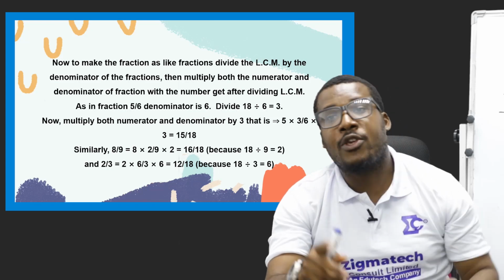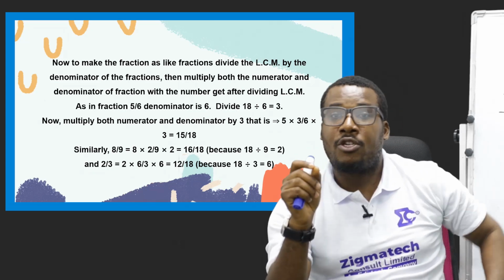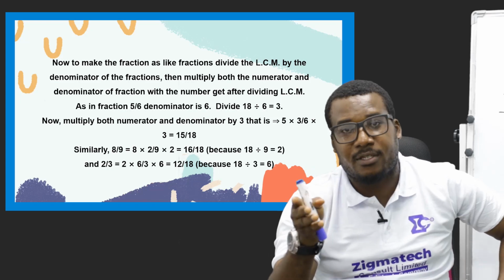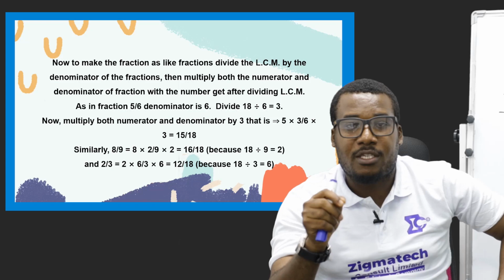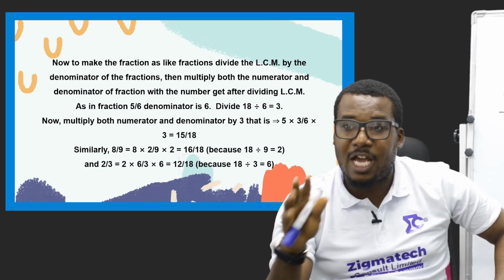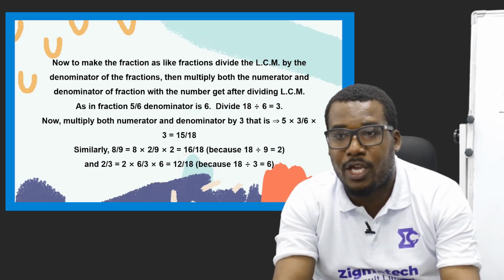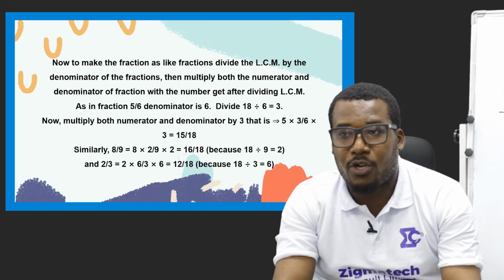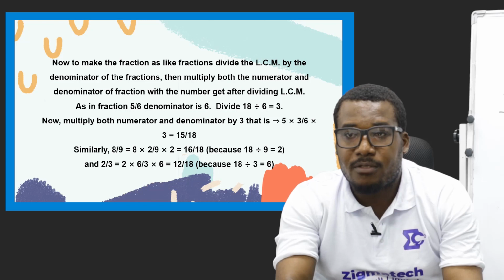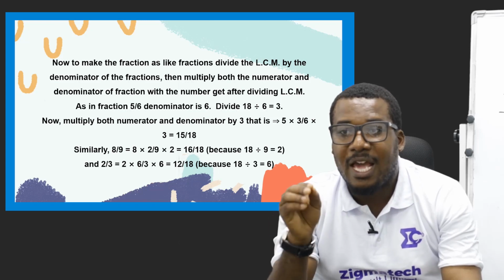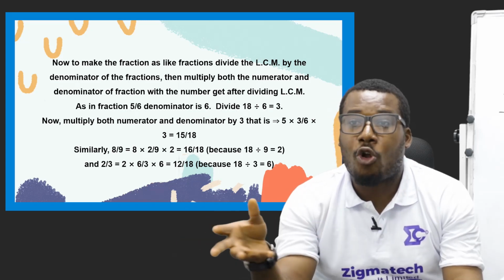For the last case scenario, you use 3 to divide 18, you get 6. 6 times 2 will give you 12. 6 times 3 will give you 18. Now you've gotten everybody you need. All the fractions are now in the mode of 15 over 18, 16 over 18, 12 over 18.